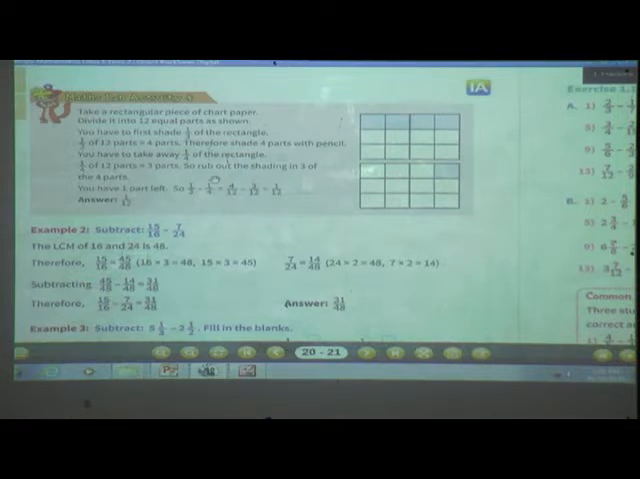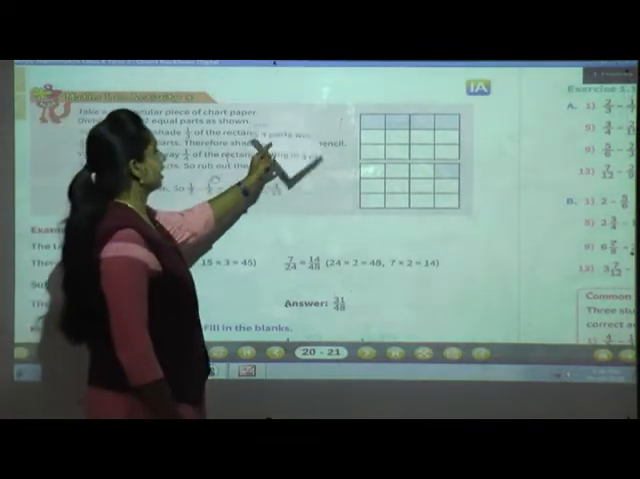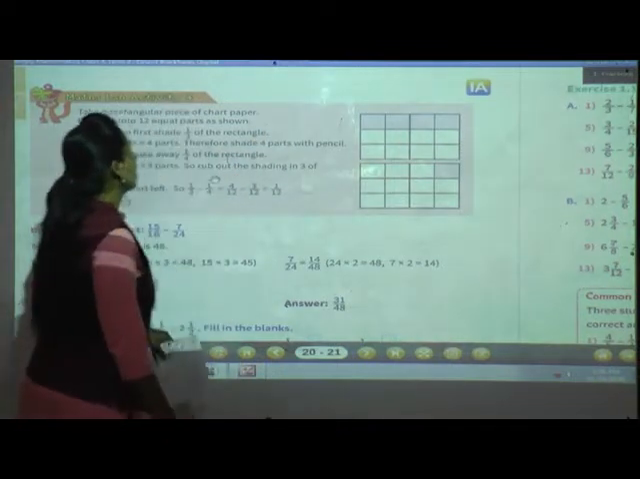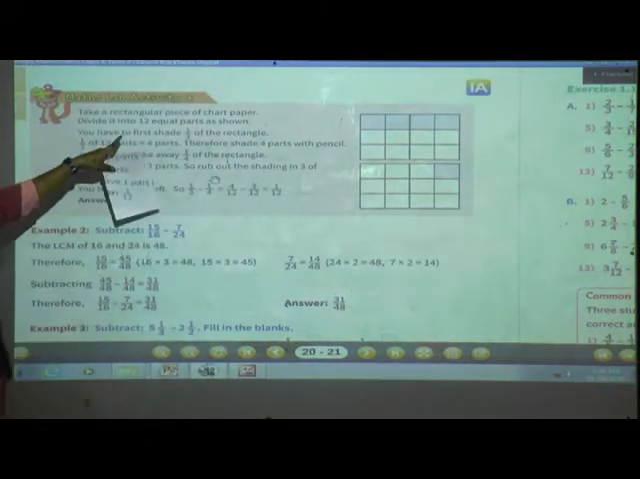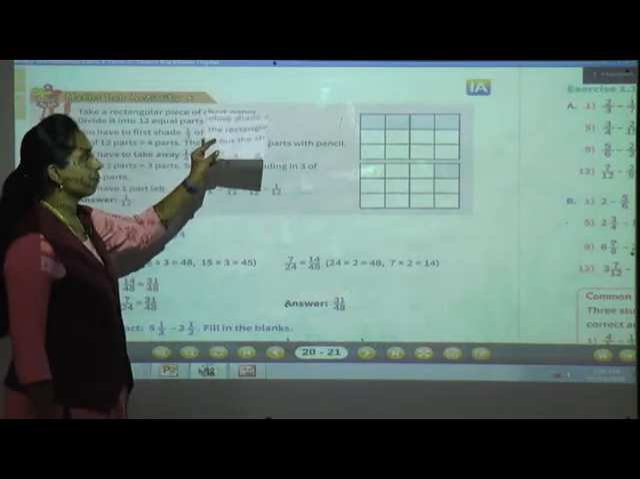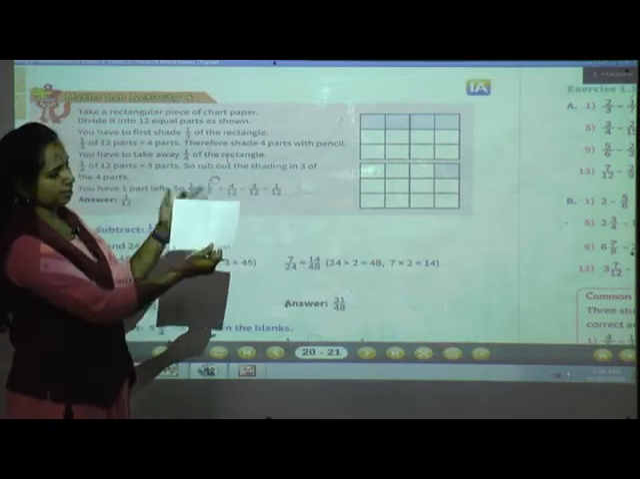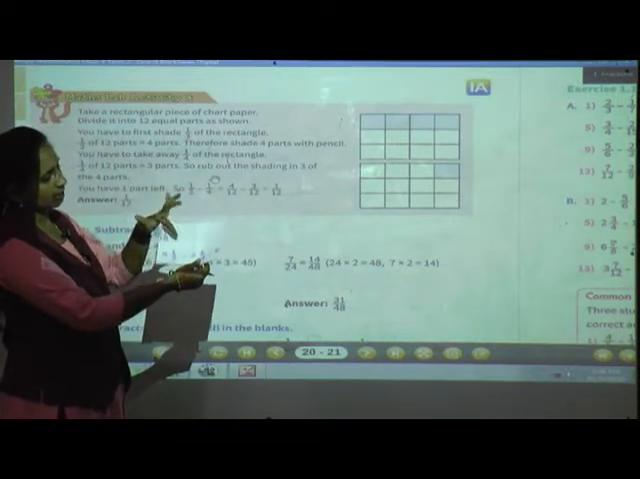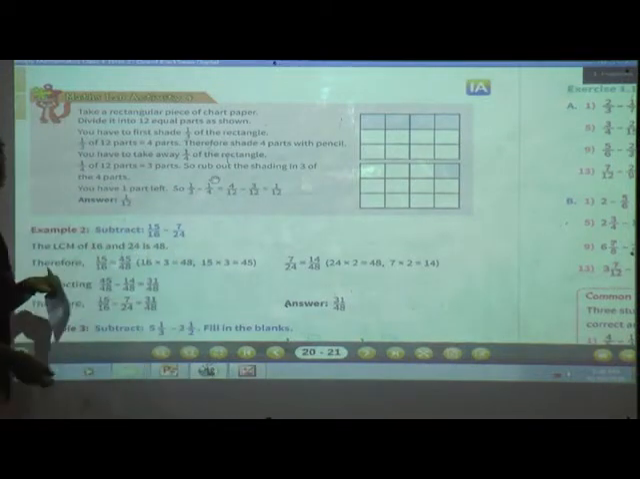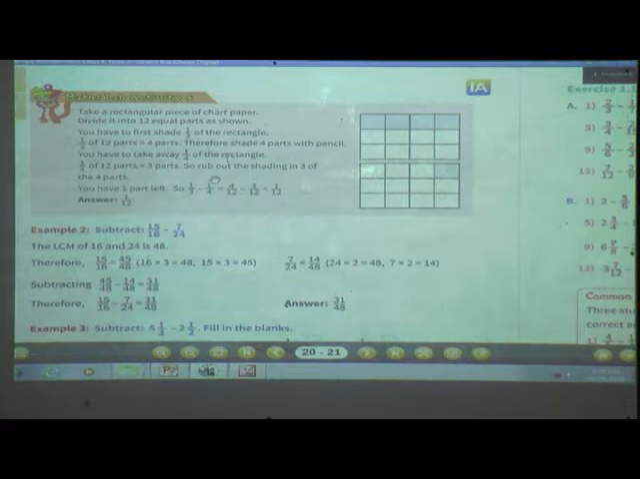See, here I have taken a rectangular chart paper. Can you see? I have drawn the lines. Now, equal parts. How many equal parts? 12. So I have divided this chart paper into 12 equal parts. Can you see? 1, 2, 3, 4, 5, 6, 7, 8, 9, 10, 11, 12. Yes. Now, what do we have to do? Just wait a minute.